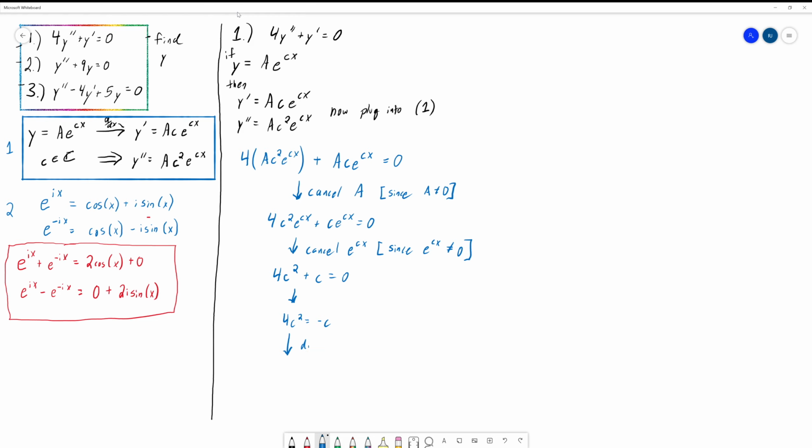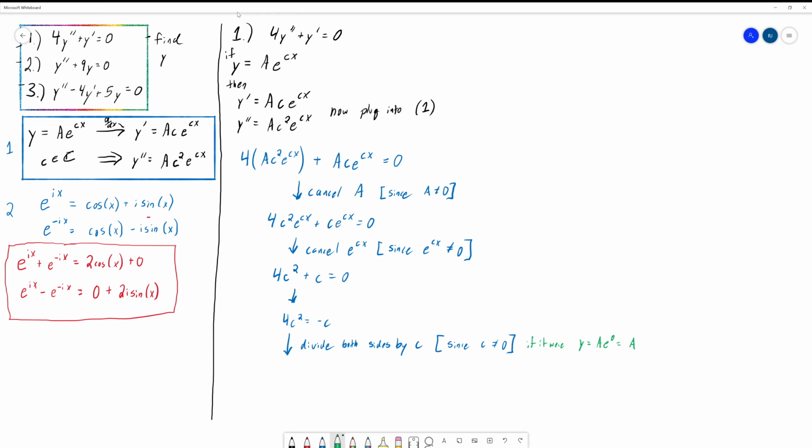And now we're going to divide both sides by c, which is the same thing as cancel out. And again, we can do this since c is not equal to 0. Because if it were, then we would just have, let me write this in a different color, just a hypothetical, y equals ae to the 0, which equals a.